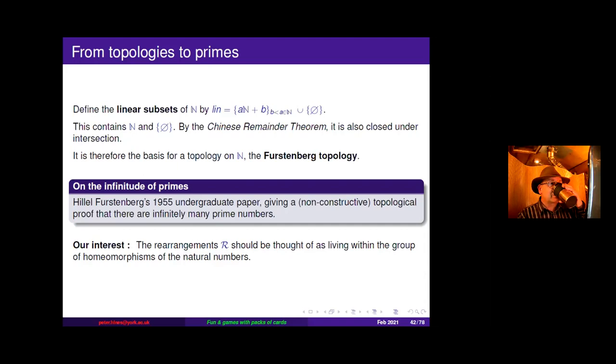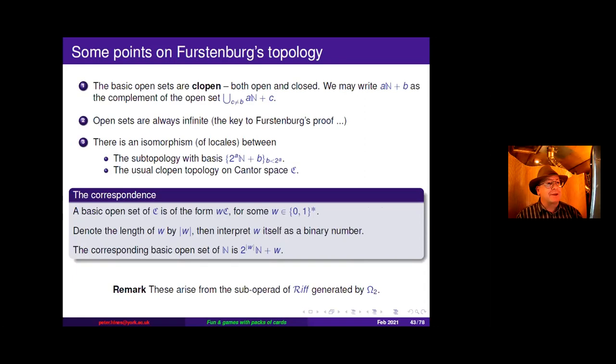Now, Furstenberg's topology is kind of a fun thing. The basic open sets are both open and closed. So it's quite simple to take any linear sequence and write it as the complement of a union of linear sequences. An + B, well, we take An + C, where C is not equal to B, and we write it as the complement of the union of those sets. The key to his proof about the prime numbers was that open sets are always infinite, and it really is as simple as that.